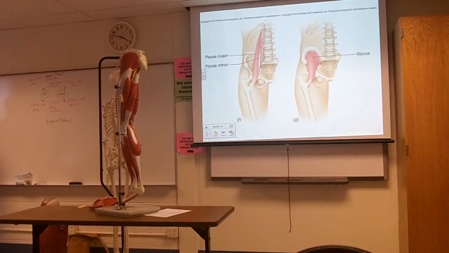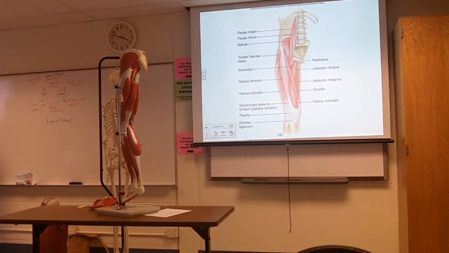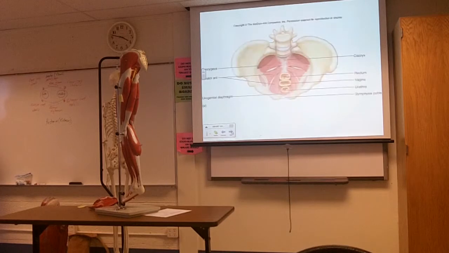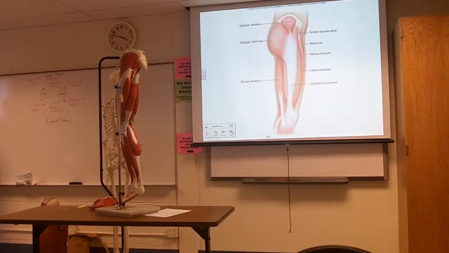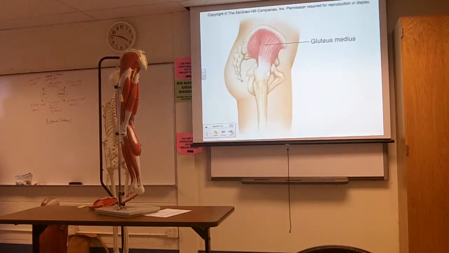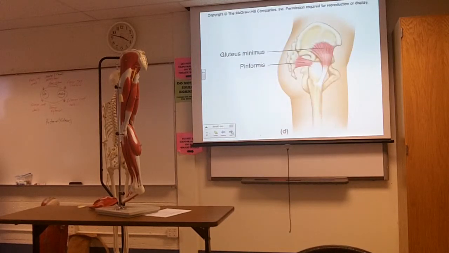There's iliacus and psoas all by themselves. Let's see. We'll look at those in a little bit. Weird order going on here. Gluteus maximus. There's minimus.